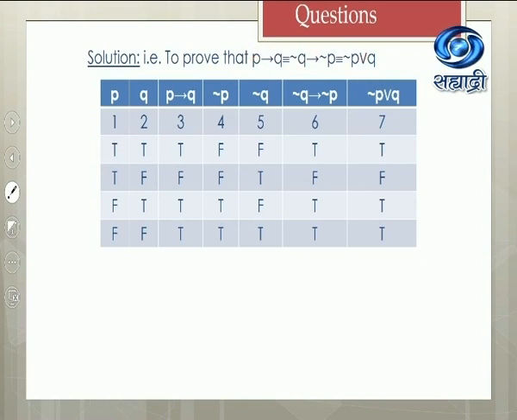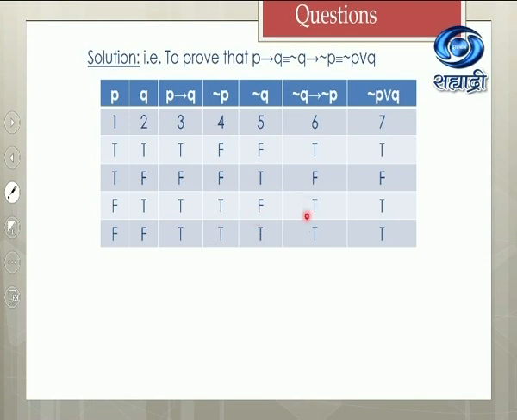So let us fill up, only two statements are there, P, Q. So regularly fill it up, okay. Then P implies Q, true, false, true, true. Negation P is false, false, true, true. Negation Q, false, true, false, true. Now negation Q implies negation P. False implies false is true. True implies false is false. False implies true is true. True implies true is true.